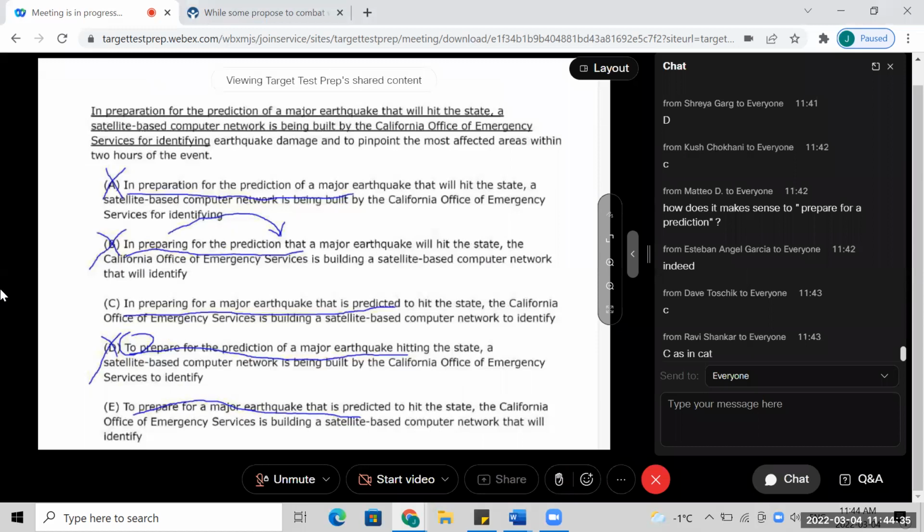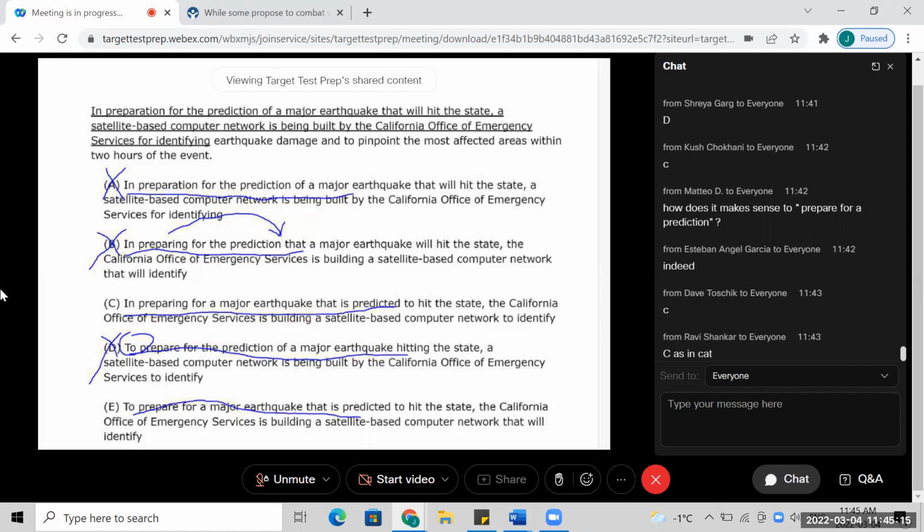And if we compare these two, what happens? C, in preparing for a major earthquake that is predicted, makes sense. The California Office of Emergency Services is building a satellite-based computer network to identify. That sounds perfect, and a lot of people pick C. Let's check E. To prepare for a major earthquake that is predicted to hit the state, that makes complete sense. The California Office of Emergency Services building a satellite-based computer network that will identify. That sounds perfect too, and a lot of people pick E. So which one is correct?